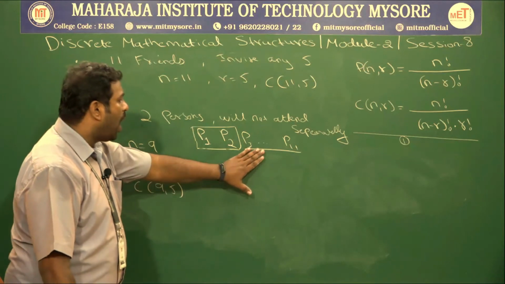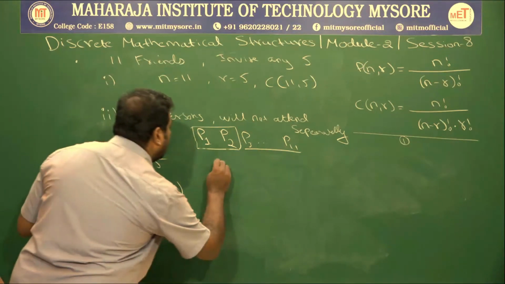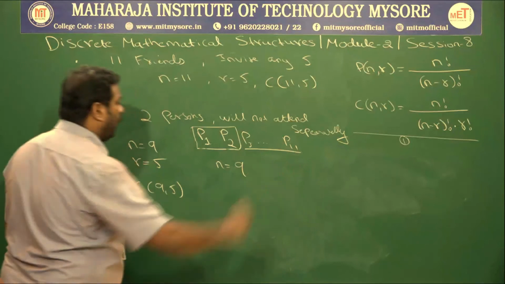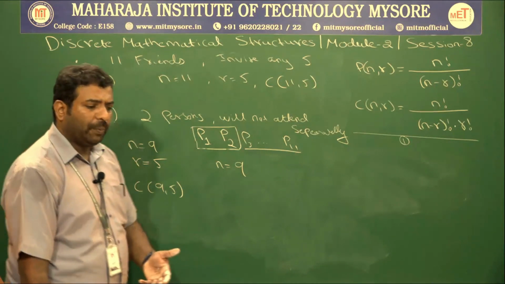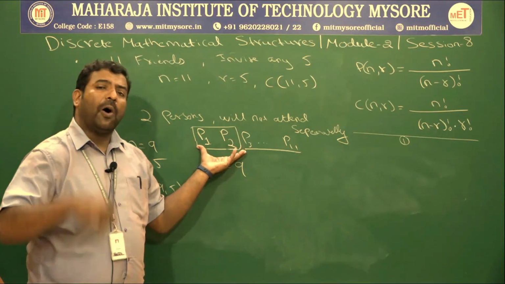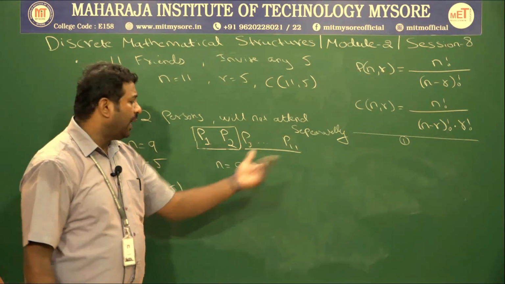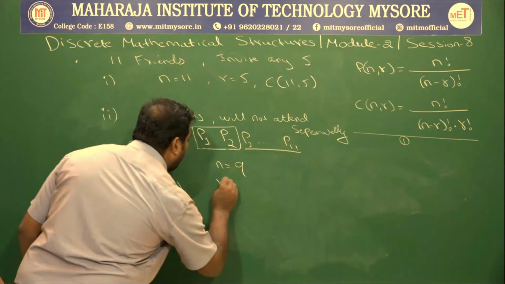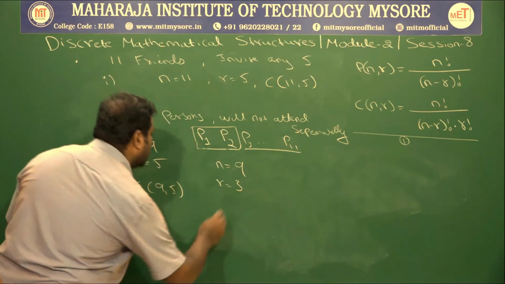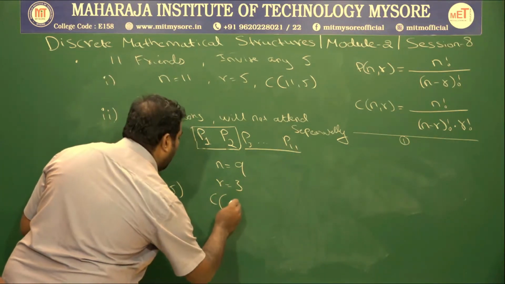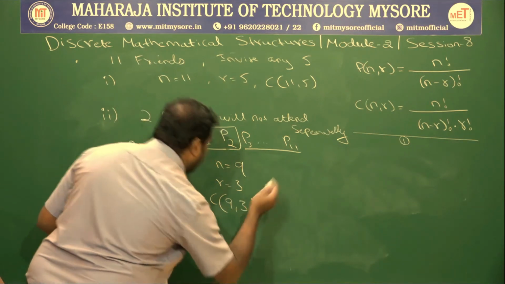Hence the remaining is out of 9 friends now. Out of 9 friends, how many choices do I need to make? Because these two are already attending. I have already invited them. So of the remaining, I need to pick 3 friends out of 9. Hence I am going to have C of 9, 3.